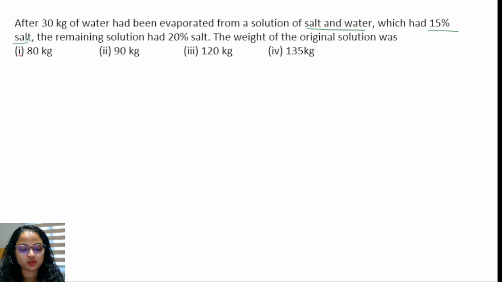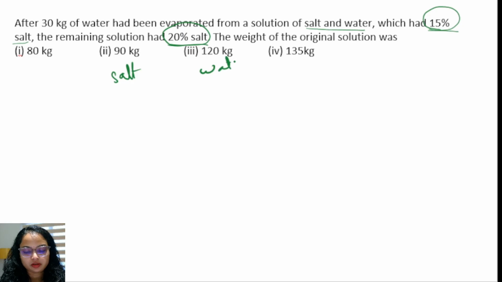Next one, after 30 kgs of water had been evaporated from a solution of salt and water which had 15% salt, the remaining solution had 20% salt. The weight of the original solution was what? So initially the solution had 15% salt. After the evaporation, the salt percent changed to 20%. So here the salt and water percentage is what? Initially it had 15% salt and the water is 85%. So if you solve it, you will get 3 is to 17.